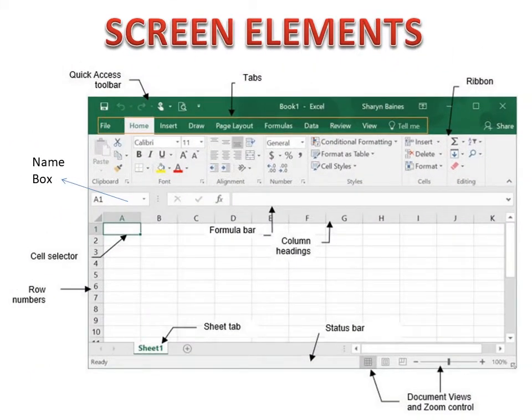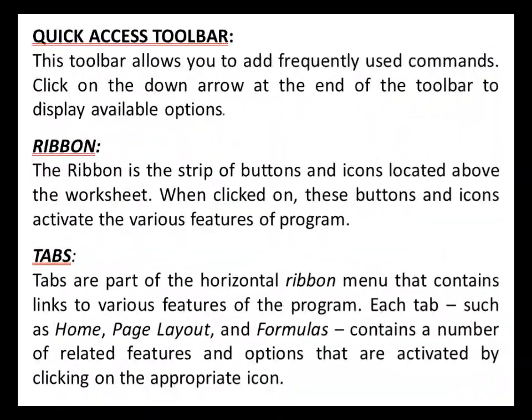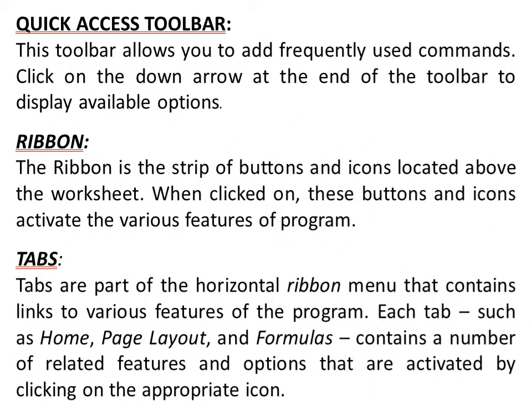Children, now let us see what are the screen elements or parts of the MS Excel workbook. First one is quick access toolbar, second one ribbon, tabs, formula bar, name box, cell selector, row numbers, column headings, sheet tabs, status bar are the different parts or the elements of the MS Excel workbook. Now let us see the screen elements in detail.